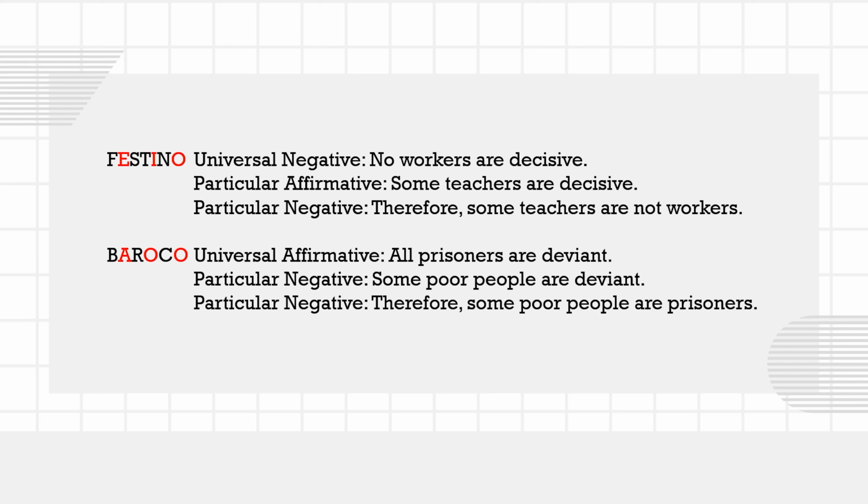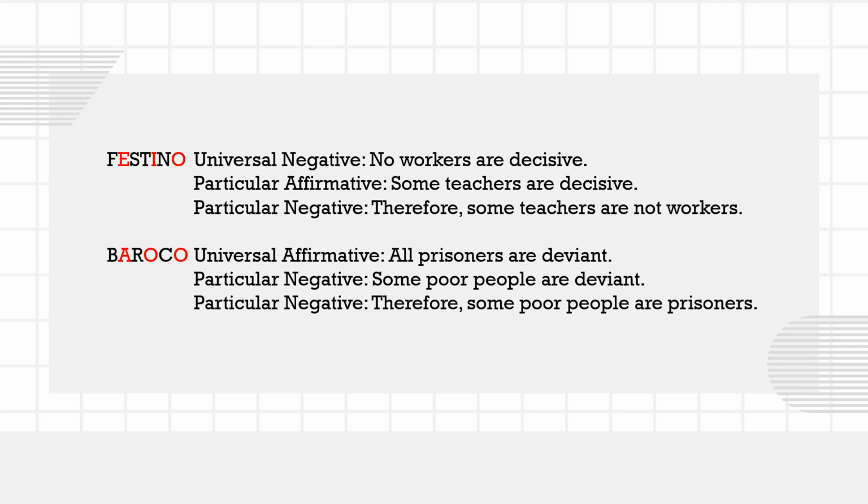This syllogism adheres to the principles of categorical logic, demonstrating that if no workers are considered decisive and some teachers are decisive, it logically follows that there must be a subset of teachers who are not workers, as indicated by the premises. The statement conforms to the Baroco syllogism. It is a form of valid categorical reasoning.